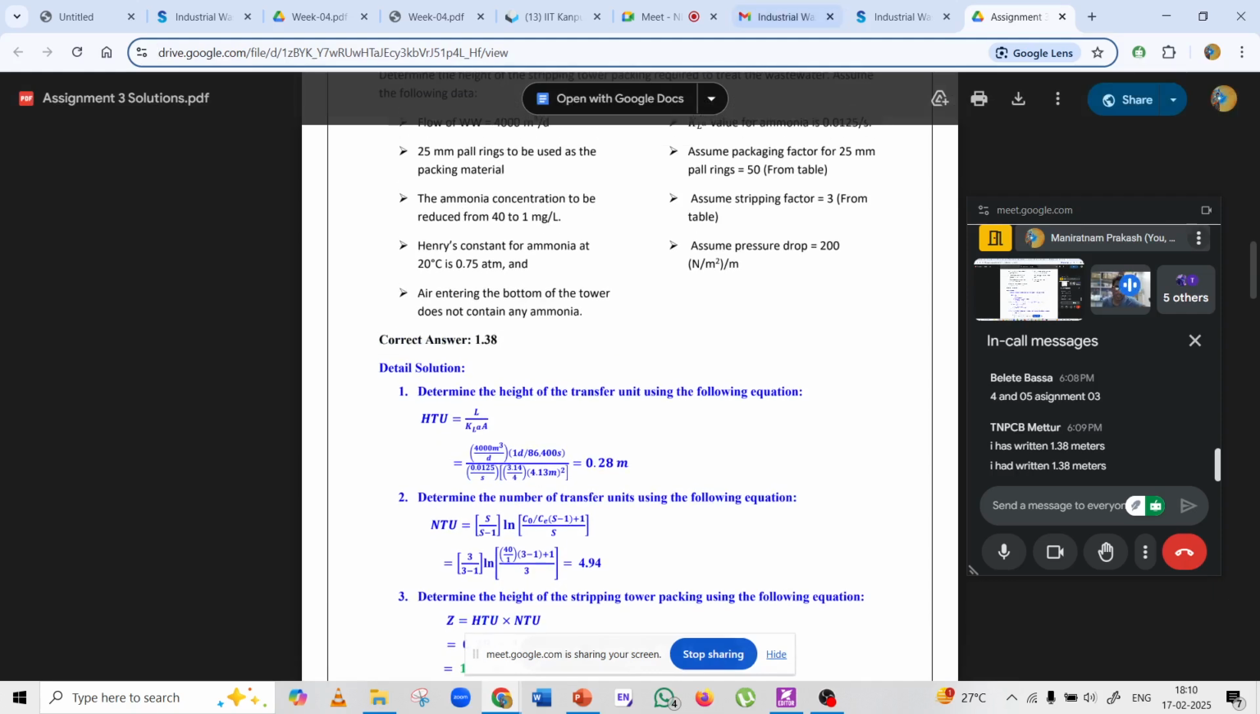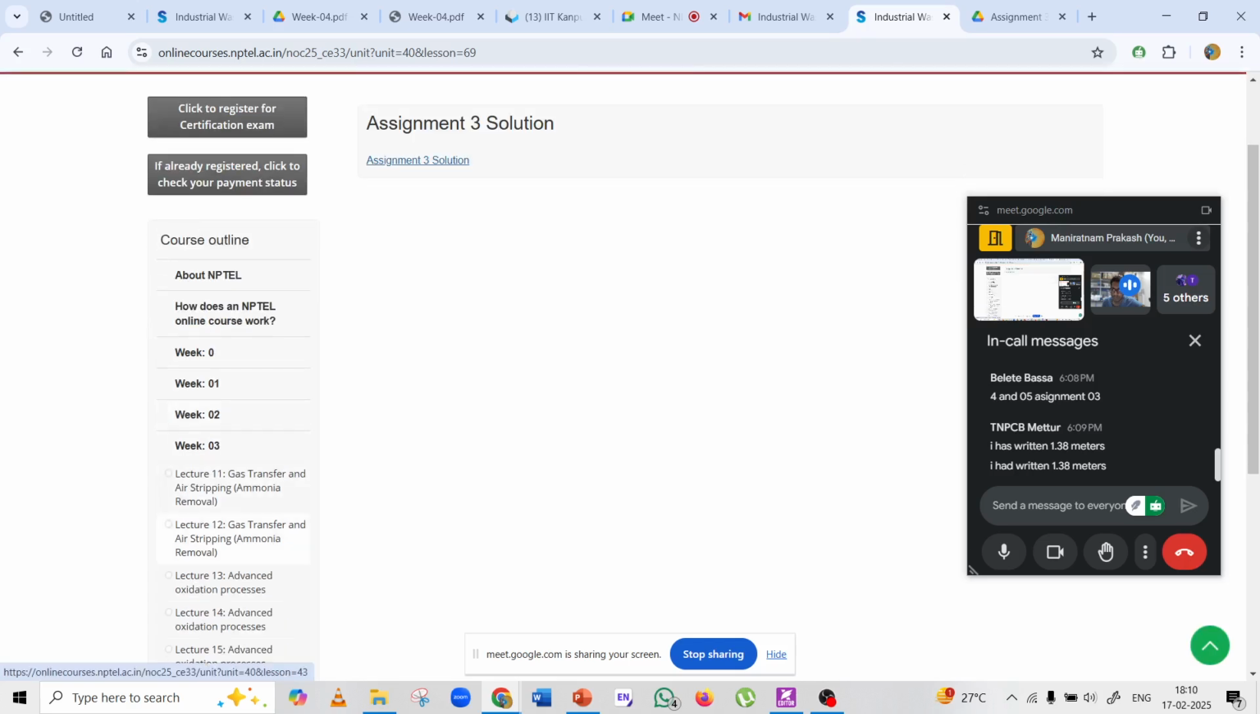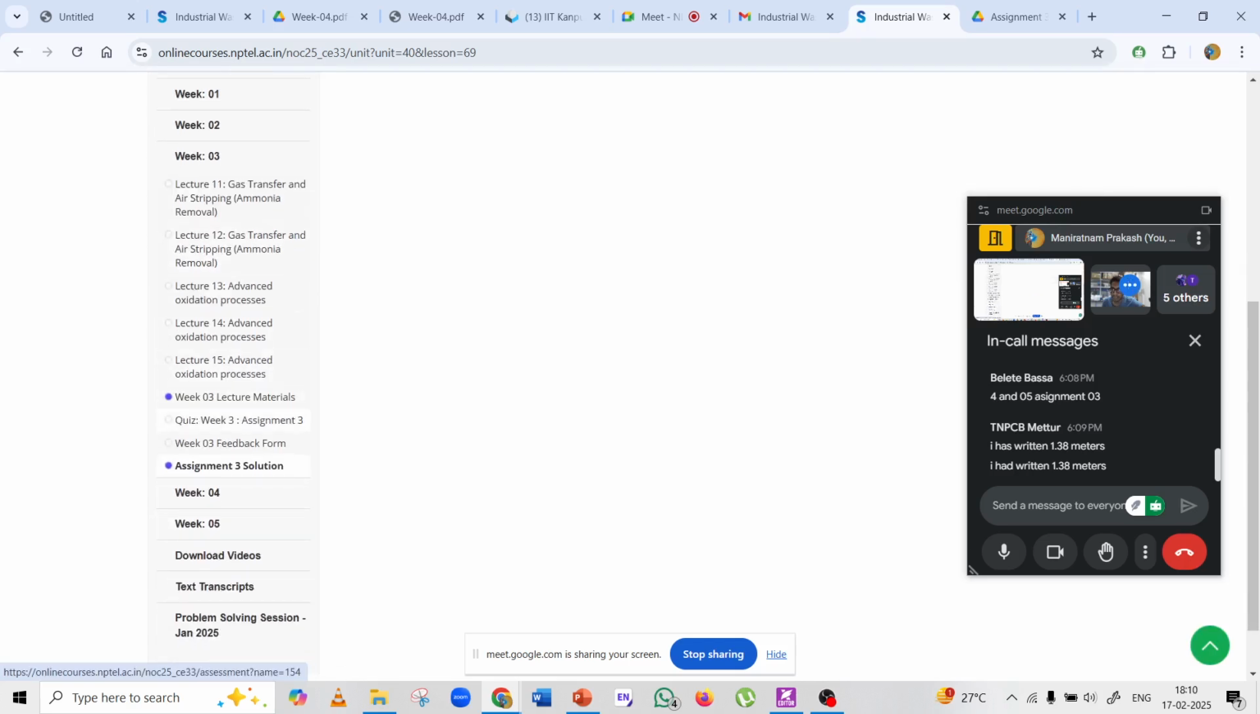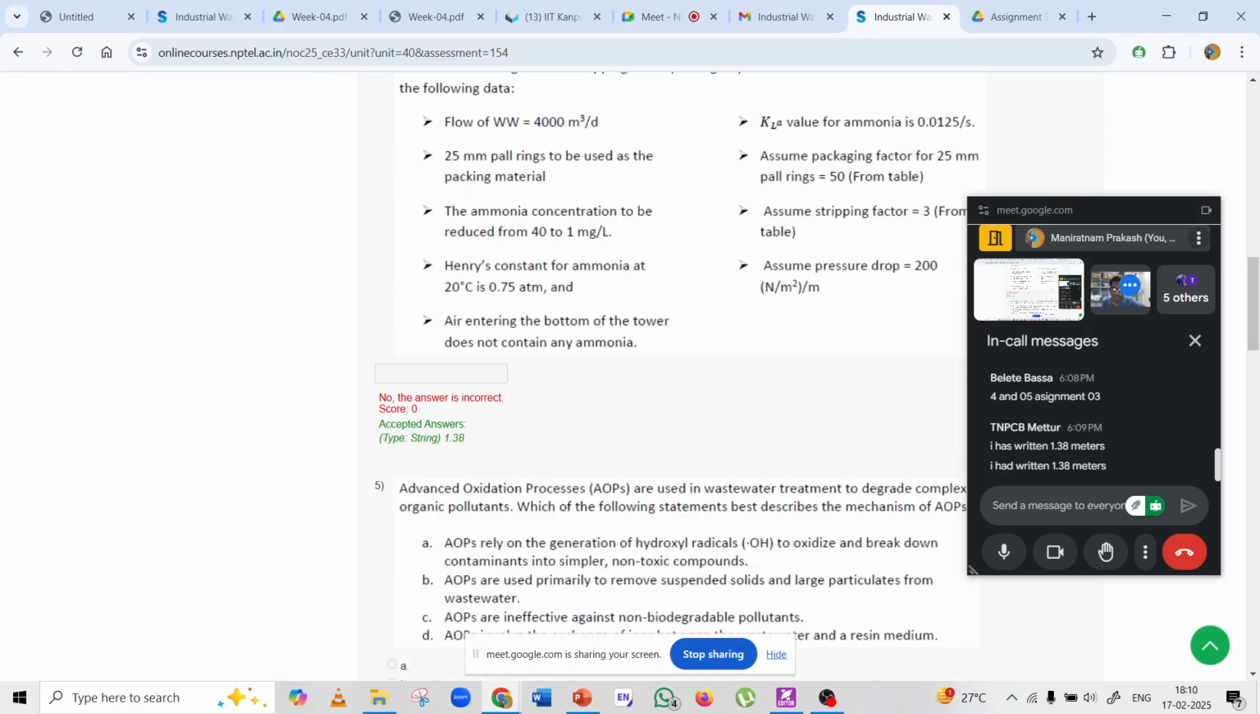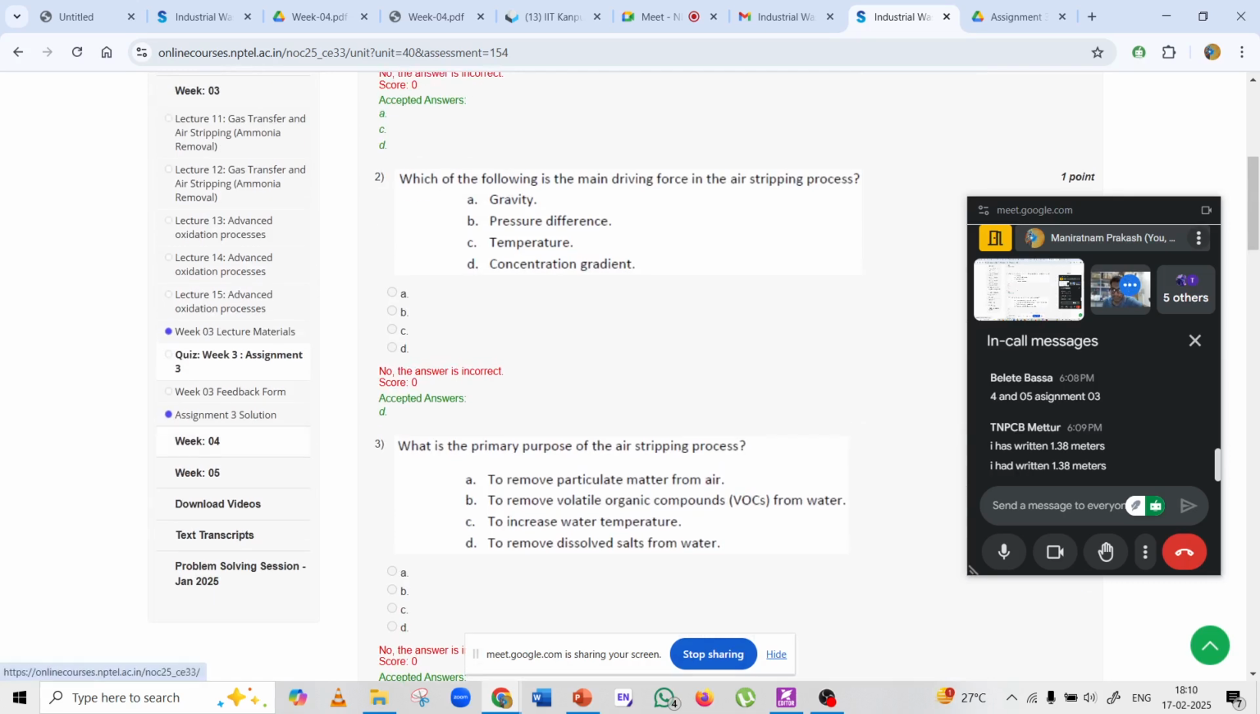When you are attempting this assignment, don't write any extra word. If it is a numerical question, just answer in numerical form. Don't write 1.3 meter, just 1.3, because they will consider meter as something else, and they might not give you marks.